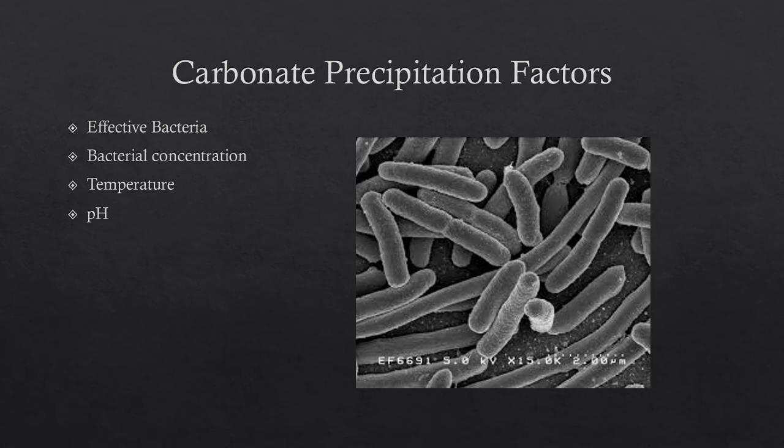Also, pH has a major influence on carbonate precipitation. The urease enzyme is only active at certain pH values during urea hydrolysis. During calcite precipitation, the ideal pH range is between 8.7 and 9.5. A low pH value could yield carbonate that does not precipitate.